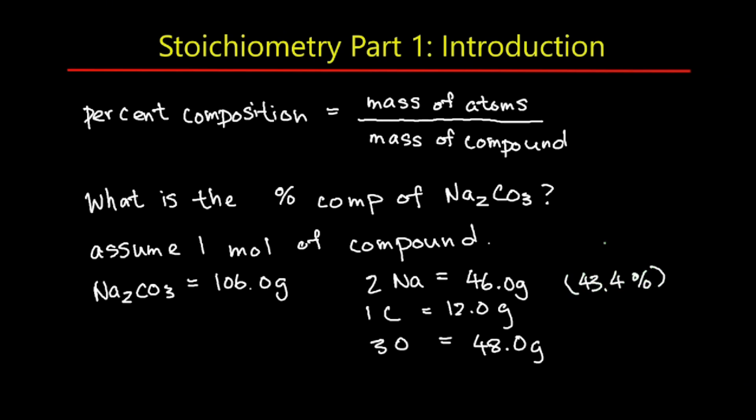43.4%. For the carbon, it would be 12.0 over 106.0, which would be 11.3%. Lastly, for the oxygen, because it's the heaviest element here and there's the most of it, it would be 48.0 divided by 106.0, which would give it 45.3% composition. Note that percentage composition is calculated with mass, whereas the empirical and molecular formulas are calculated with the quantity of atoms or the elements inside the compound. Make sure to not get them mixed up.